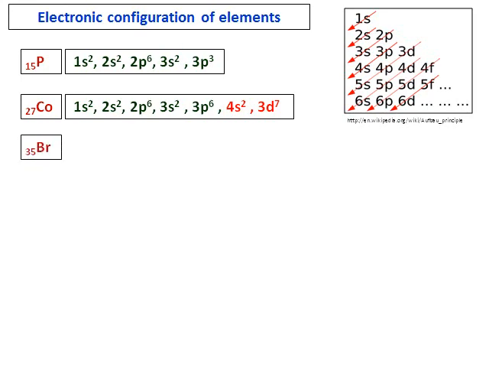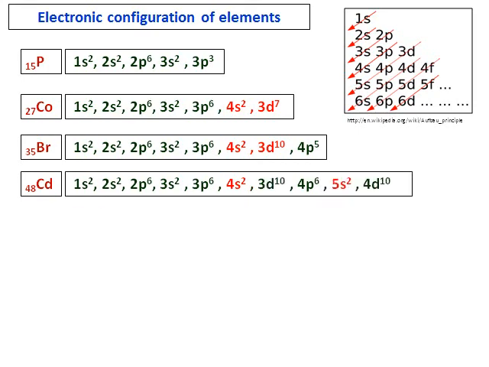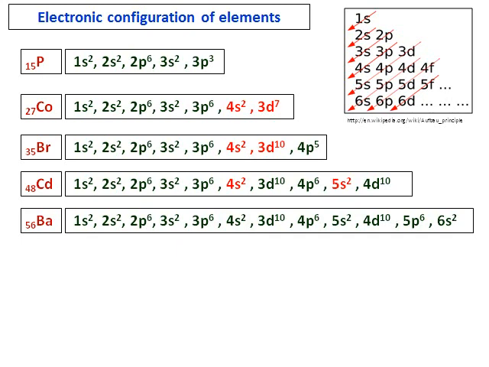Then I have done one for bromine also, and bromine has 35 electrons. The electronic configuration is longer and it ends at 4p5. Then the electronic configuration of cadmium, and we reach up to n equals 5 level, and 5s2 4d10. Then one more element, barium, and you can see that it's pretty long to put in 56 electrons.